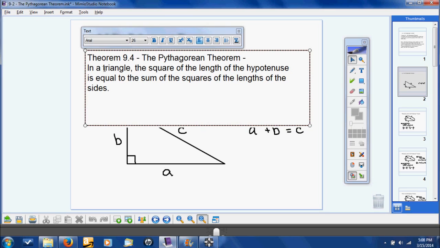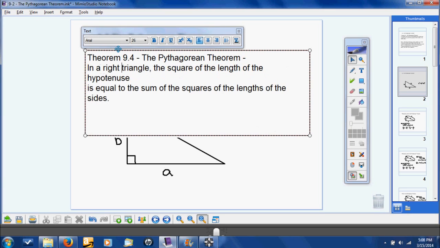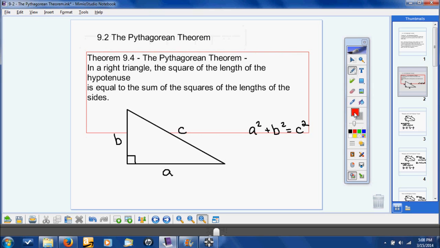In a right triangle, the square of the lengths... Oh, that's special. Okay, in a right triangle, the square of the length of the hypotenuse, which is the longest side, is equal to the sum of the squares of the lengths of the legs.